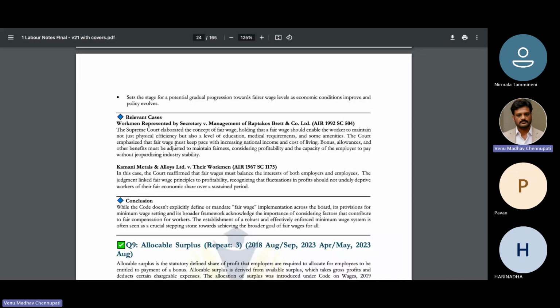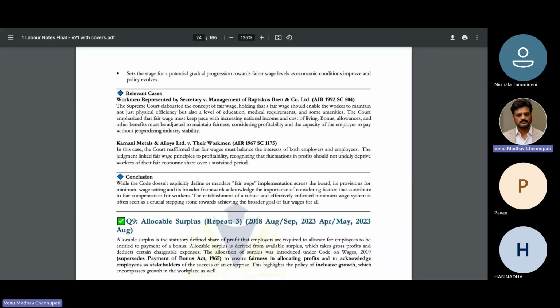The court emphasizes the fair wage must keep pace with increasing national income and cost of living. Bonus allowances and other benefits must be adjusted to maintain fairness, considering profitability and capacity of employer to pay. The second case which we are talking about is Kamani Metals and Alloys versus their workmen.